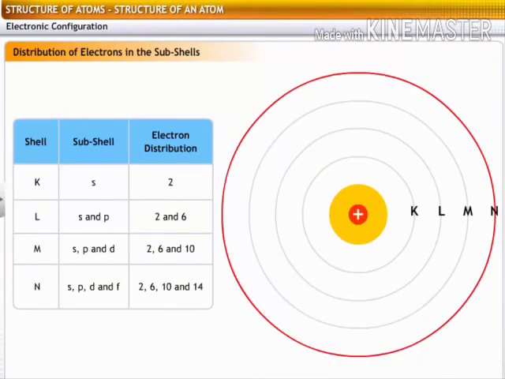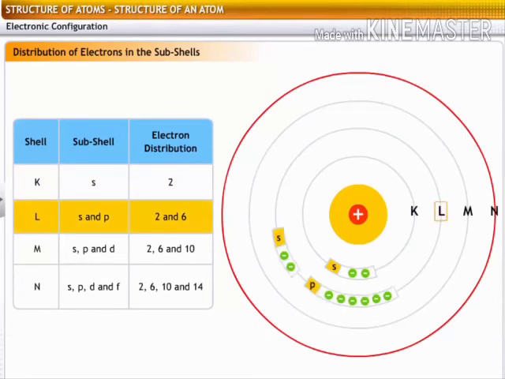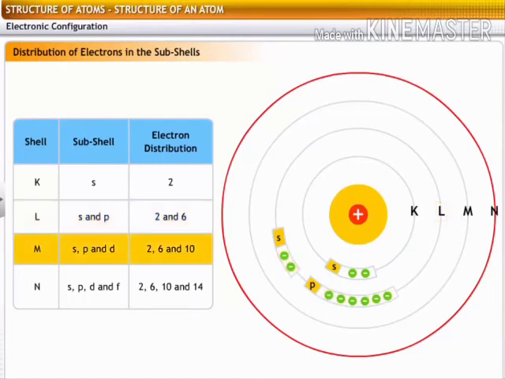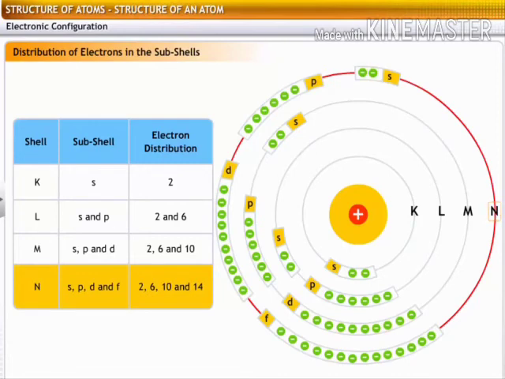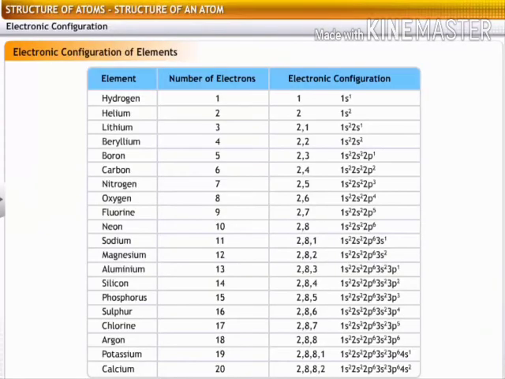Electrons are distributed in their respective shells and subshells. The first energy level, K, has one subshell which can accommodate 2 electrons. The next shell is the L shell, which contains S and P subshells, where the S subshell accommodates 2 and the P subshell 6 electrons. M is the third shell and has S, P, and D subshells which accommodate 2, 6, and 10 electrons respectively. Next is the N shell with S, P, D, and F subshells accommodating 2, 6, 10, and 14 electrons respectively. Let's observe the distribution of electrons in the given 20 elements.